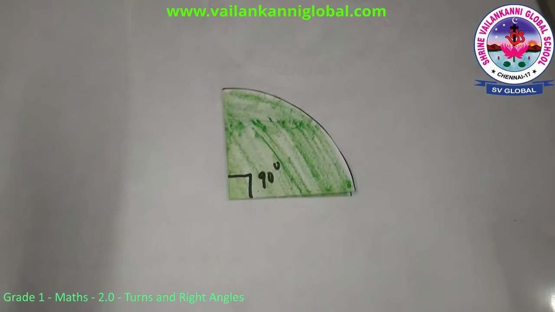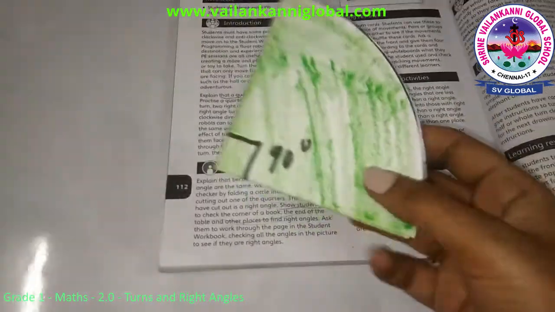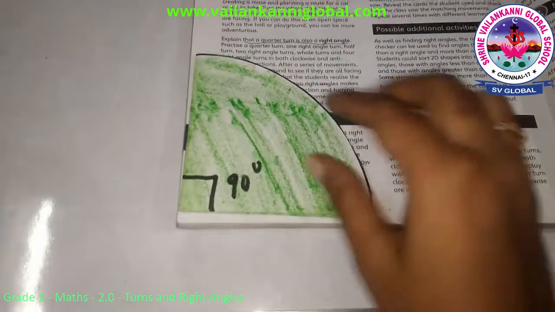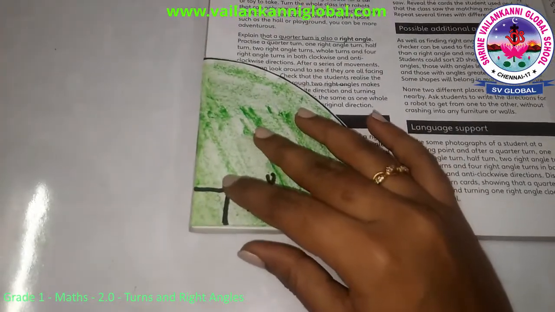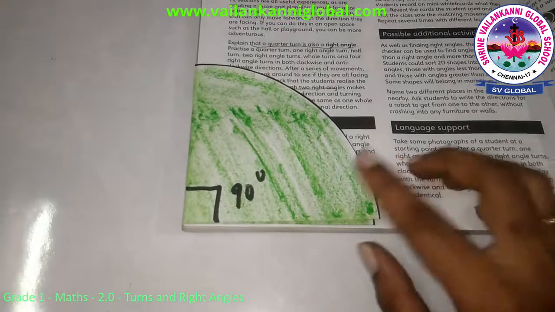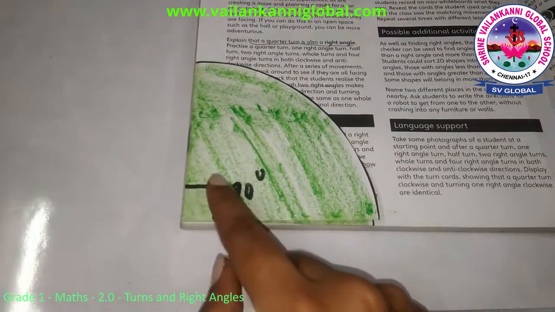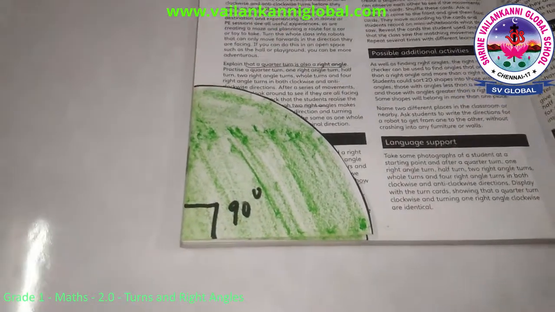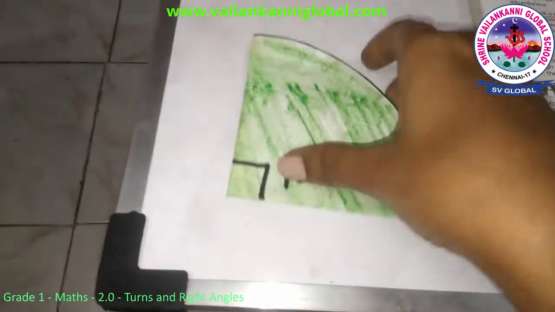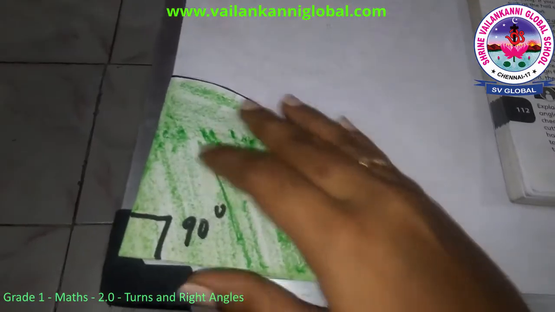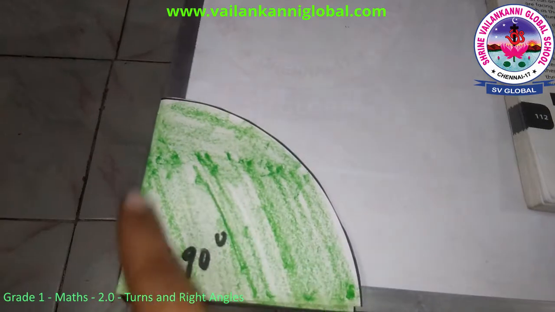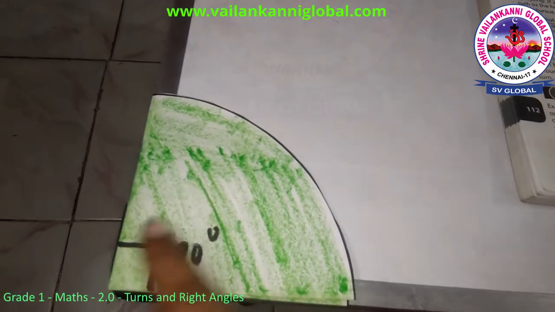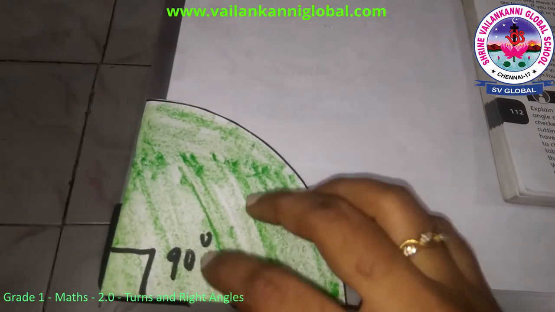For example, now I'm going to use this right angle checker and check the corner of the book. So I'm keeping it here. If you can see, my book is in a right angle. The corner of the book has a right angle over here. Similarly, I'm going to check the corner of my board. I'm keeping it here. If you can see, it is a right angle. So you can use this right angle checker like this.